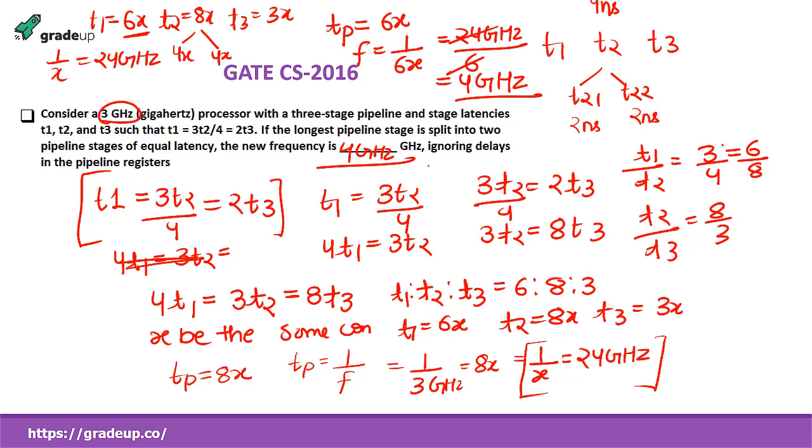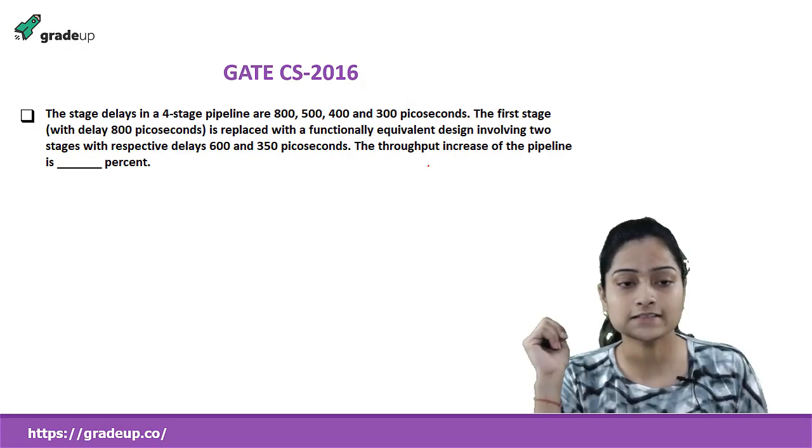What was the procedure? First of all, you have to find out the pipeline stage with maximum delay. Then find out the value of 1 upon x, then divide it into equal delayed stages and then again find the frequency. So this question was also a very good question. If you are not good with the concept, you cannot solve this question. And it was asked in GATE CS 2018, the recent years. So we can say that this pipeline concept is frequently asked. Let us move towards the next concept.